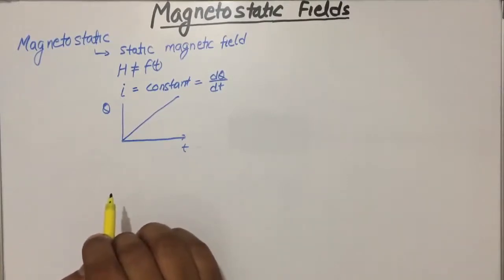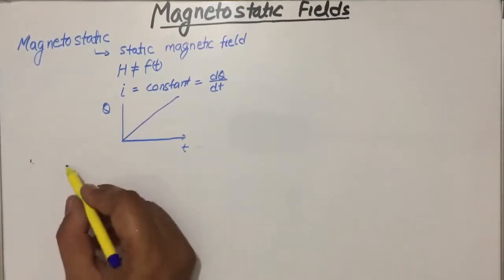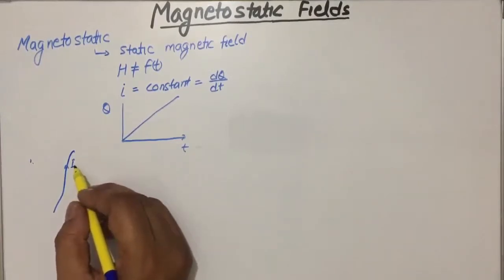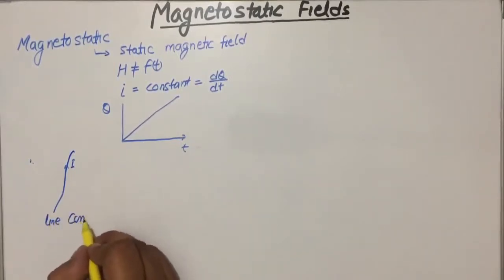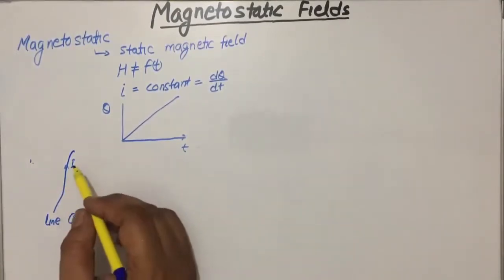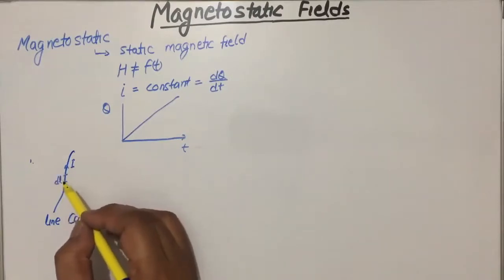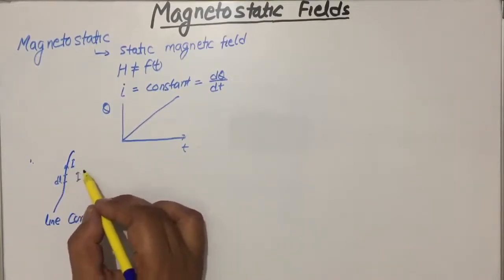So the possible source, the current carrying conductor, can be of three types. The first one is the line conductor. This is our line conductor which is carrying current I in this direction. So it can be a line conductor, the first type. So the current that is flowing from any element, that is dl, any part of the conductor, will be I dl.